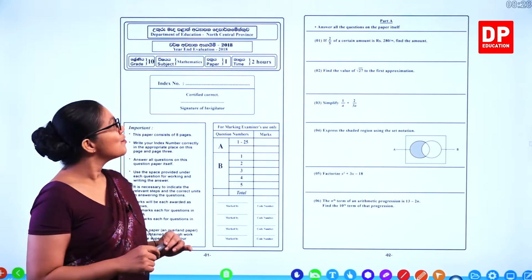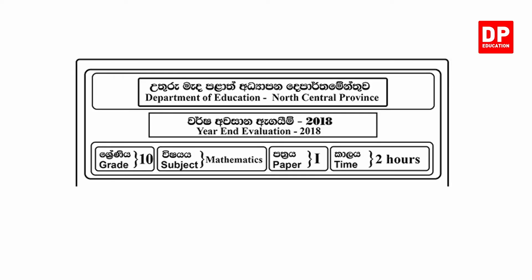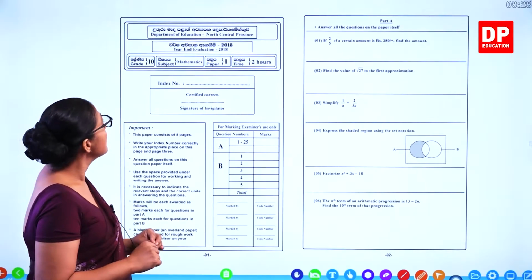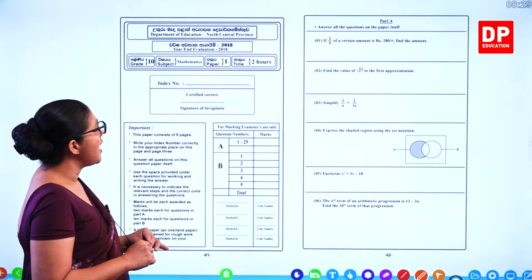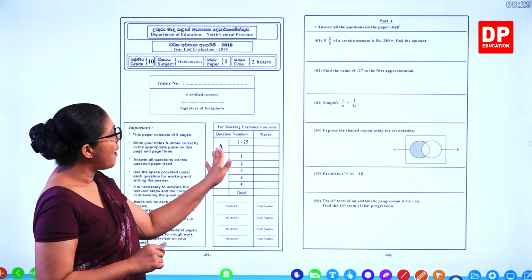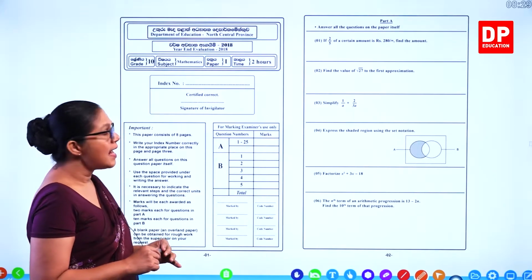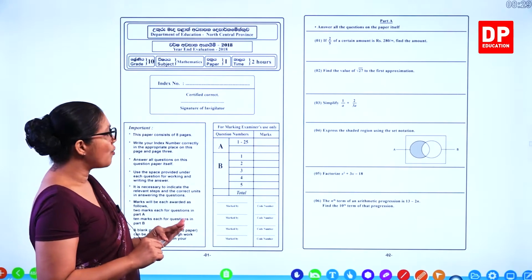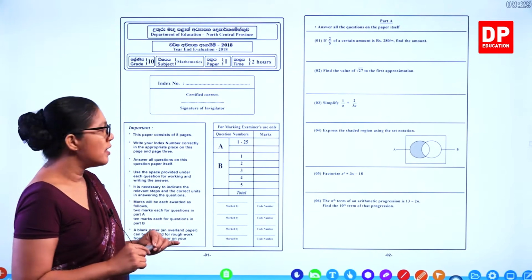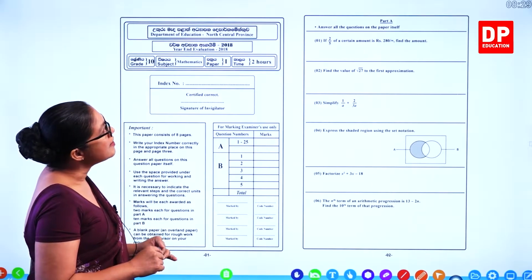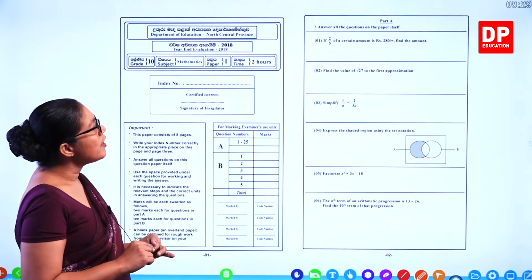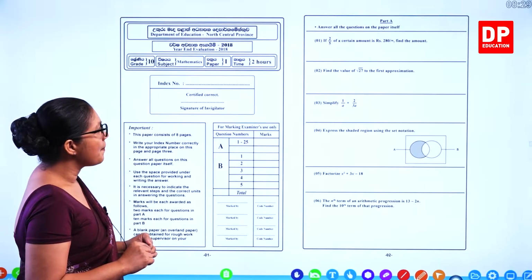Hello students. Today I am going to do the Department of Education North Central Province Year-End Evaluation 2018 for grade 10. So this is the first paper. You get 2 hours for that, and you already know you get in part A 25 short questions and in part B 5 long questions, and you have to answer all questions. And the spaces are given in this paper, so you can write all your answers in the spaces provided.